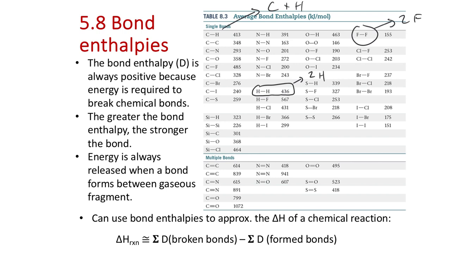So notice that every bond enthalpy on this chart is positive. The bond enthalpy is always going to be positive because energy has to be absorbed by the bond to break it into its fragments. So in other words, bonds are stable. You have to add energy to break the bond into its fragments.